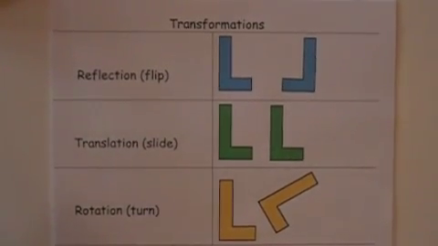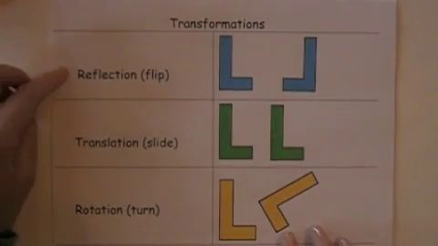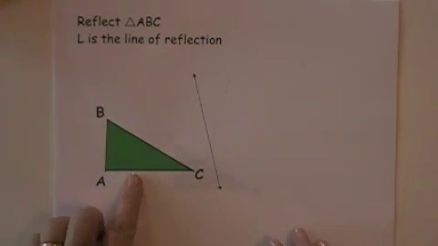In this video, I'm going to give you an introduction to transformational geometry. I'm going to talk about reflections, translations, and rotations. I'll start with reflections. I'm going to reflect this triangle, and when you reflect a triangle or an object, you need a line of reflection.